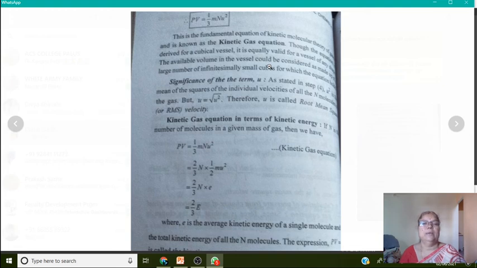Then the significance of the term u. As stated here, u square is the mean of squares of the individual velocities of all the n molecules of the gas, but u is equal to the square root of u square. Therefore, u is called the root mean square velocity or RMS velocity.